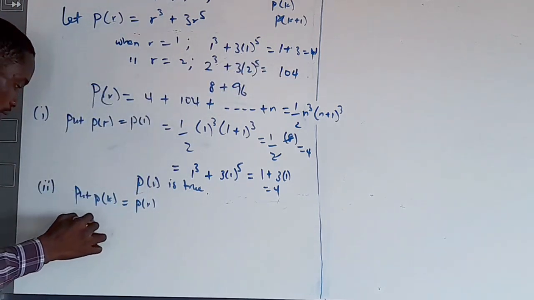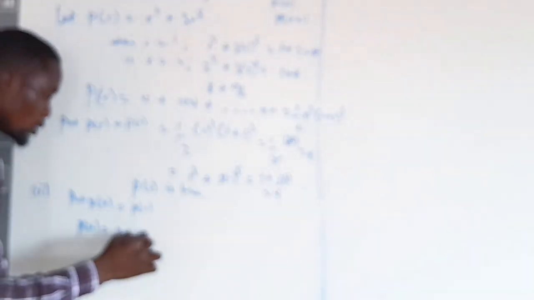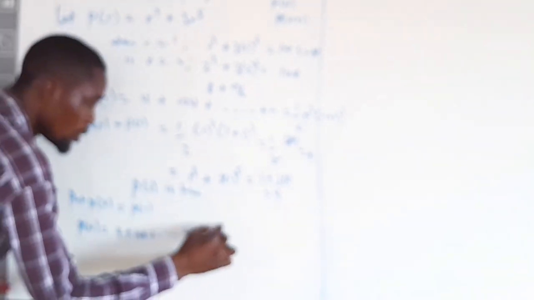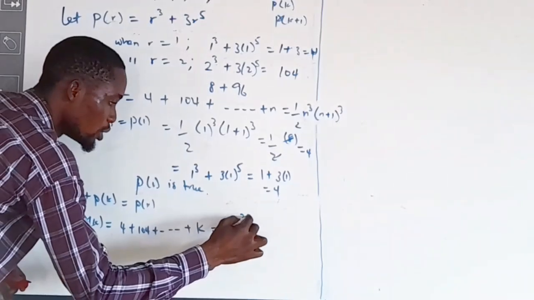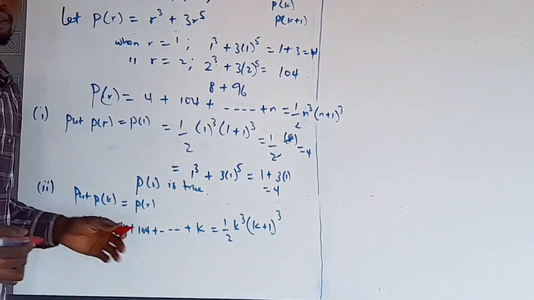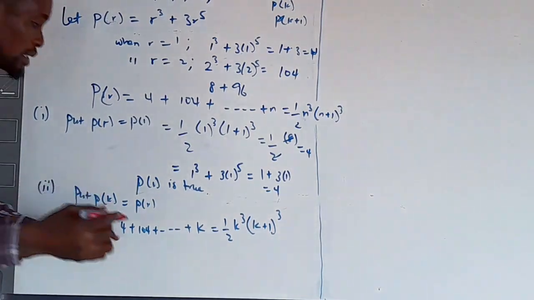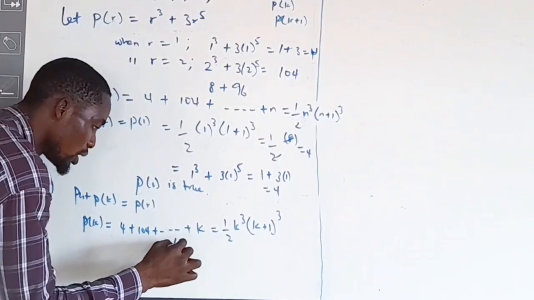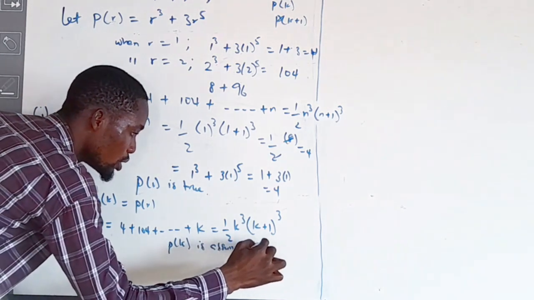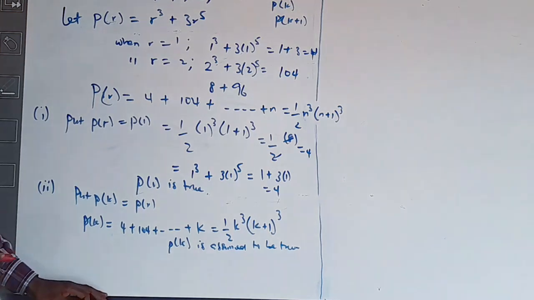I'm going to have P of k then to be equal to 4 plus 104 plus and so on plus, the sum for k equals 1, of 1 over 2 k cubed into k plus 1, all raised to 3. Now, from here, after representing your r as k, automatically just conclude that P of k is assumed to be true.